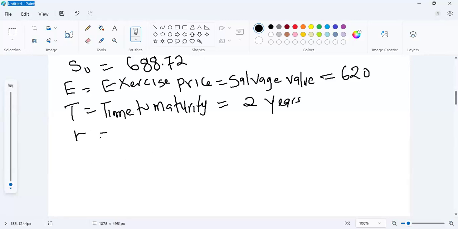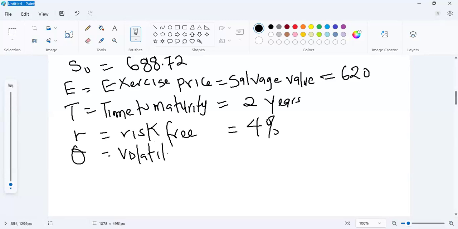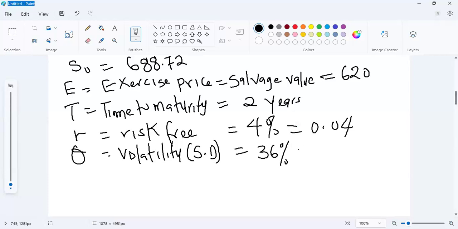Our risk-free rate. The risk-free rate is given in the question to be 4%. And volatility, represented by standard deviation, is given to be 36%. This is equal to 0.04, 0.36. We have gotten the 5 input variables.